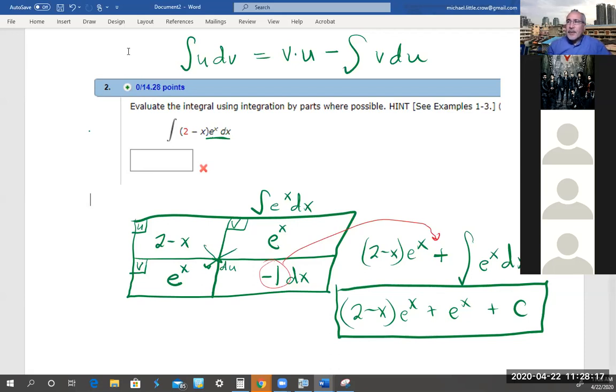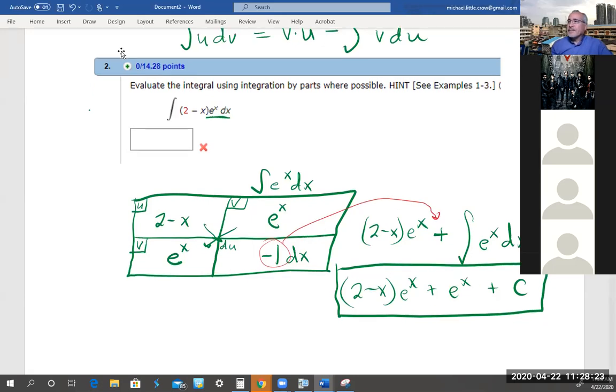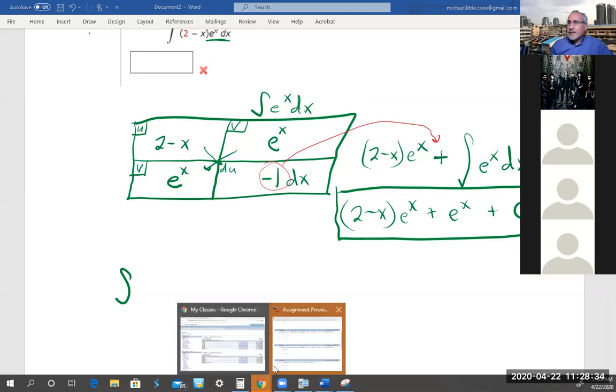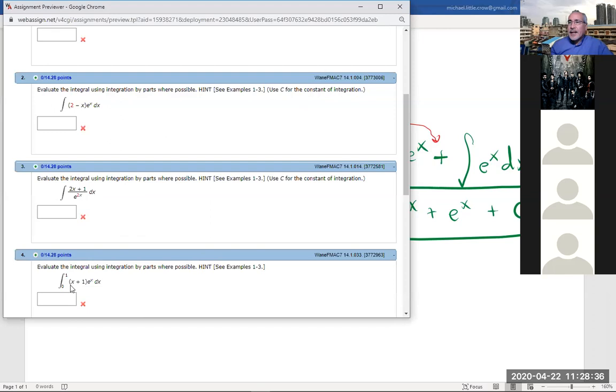And you'll see for number 4, the only thing that changes is what goes in here as u, because what was number 4? Number 4 was the integral, I think, was it x plus 1? Yeah, x plus just 1.